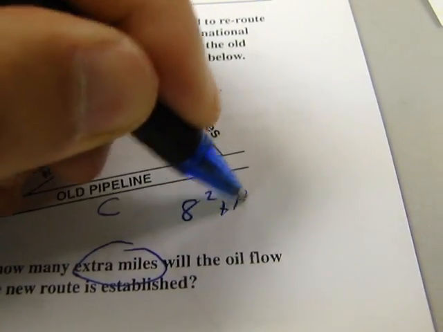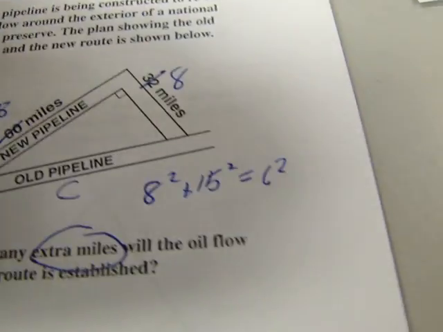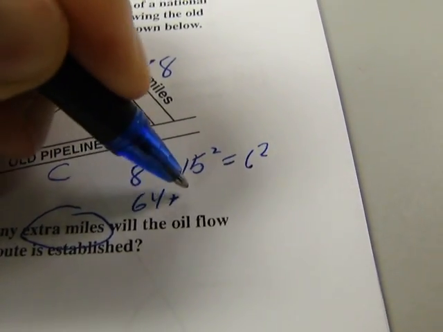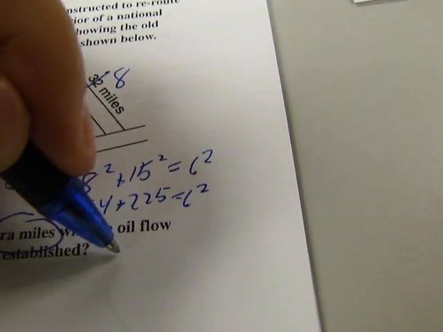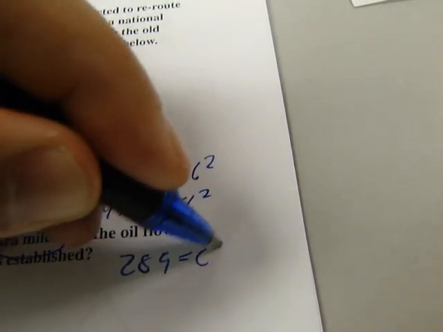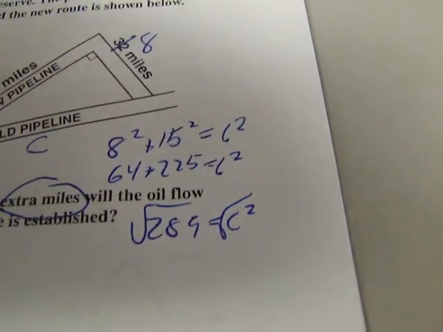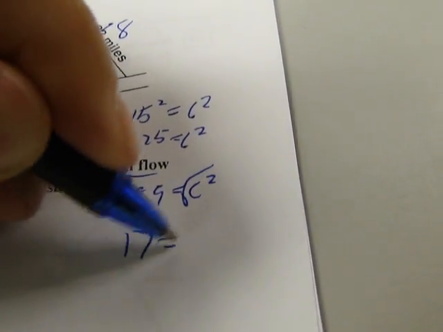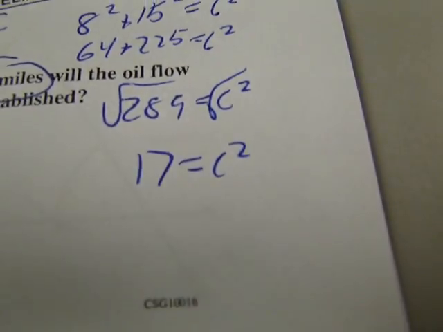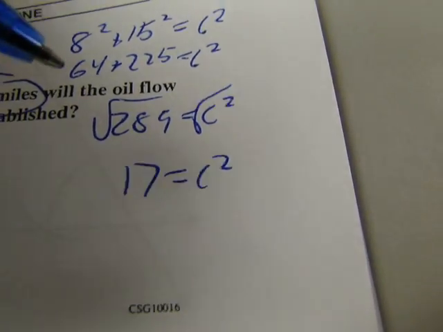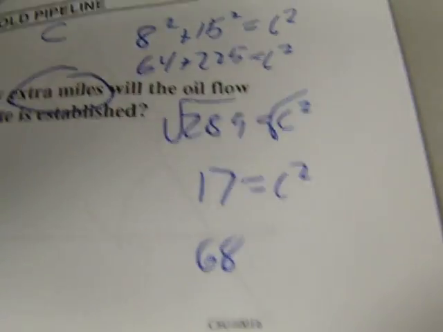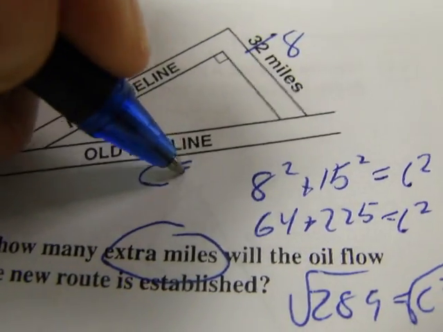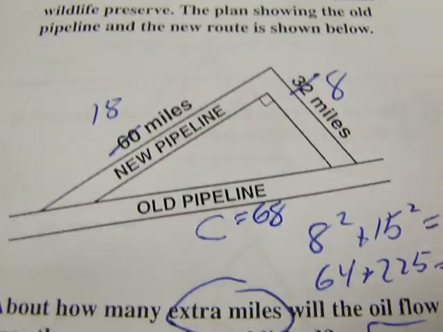8 squared plus 15 squared equals C squared. So that's 64 plus 225 equals C squared. So 64 plus 225 is 289 equals C squared. So I take the square root and I get 17 equals C. Now remember, I divided by 4, so I have to multiply by 4 to get my answer. So 17 times 4 is 68. And that means that this distance is 68 miles.